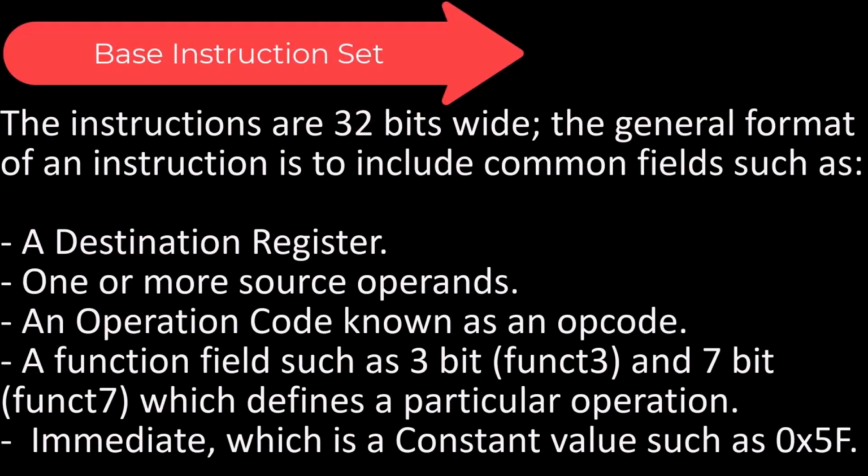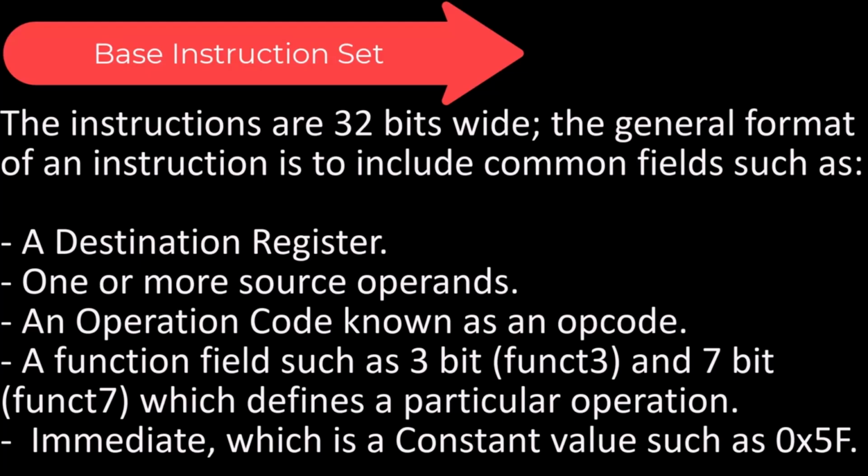The general format of an instruction is to include common fields such as a destination register, one or more source operands, an operation code known as an opcode, a function field such as 3-bit, funct3, and 7-bit, funct7, which defines a particular operation.